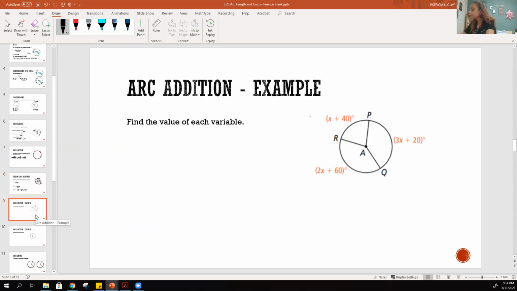All right, moving on. So now we're going to do a little bit of algebra with our angle addition. Okay, so this asks me to find the value of a variable. Well, there's only one variable, x.